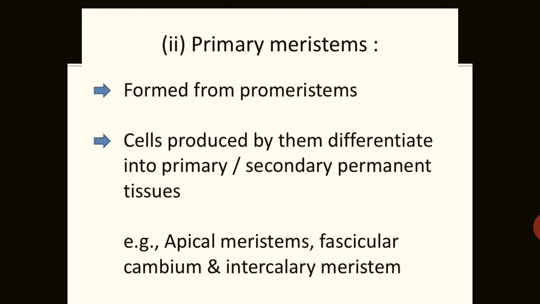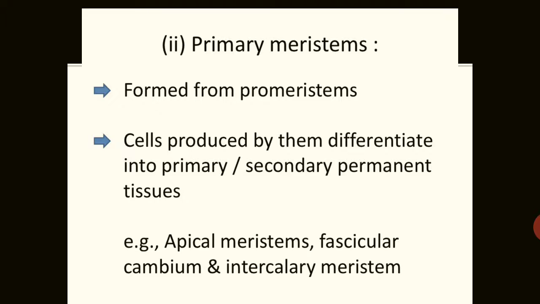Second is the primary meristems. The primary meristems is formed from the promeristems. The cells produced by them differentiate into primary, secondary, and permanent tissues. Differentiation means that after cell division, the cell is going to differentiate into different types of tissue. That tissue may be primary tissue, secondary tissue, or sometimes it is called permanent tissue after the cell division.